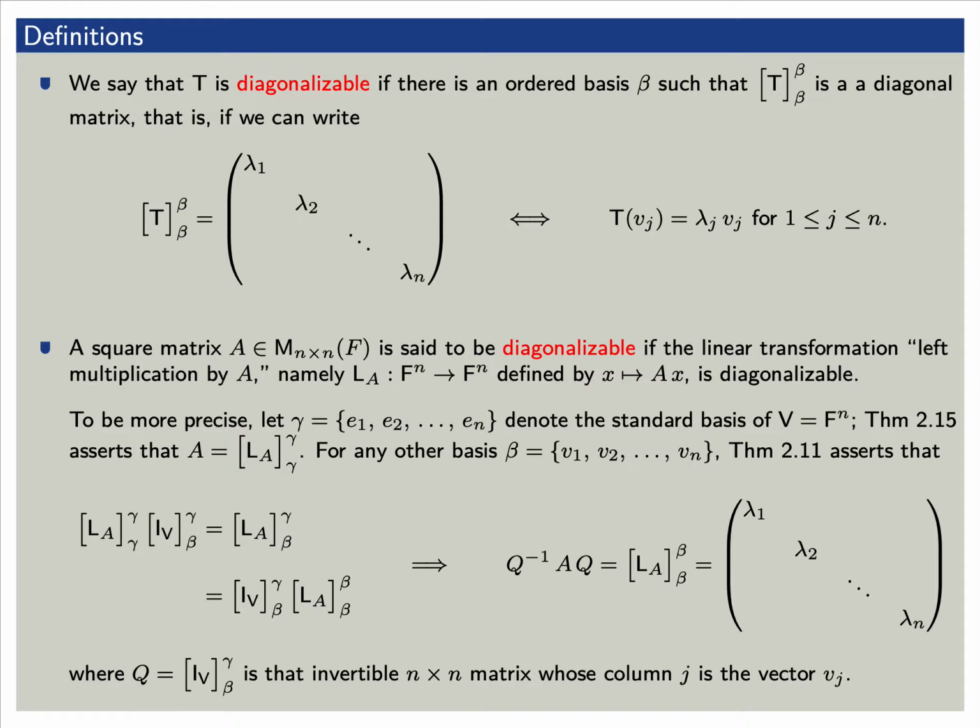For any other basis beta, we then have a change of coordinate matrix Q. Now, the matrix Q inverse times A times Q should be the matrix representation for left multiplication by A with respect to the basis beta. We would like for this matrix representation to be the same diagonal matrix that we saw above.